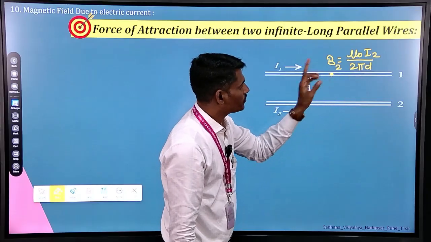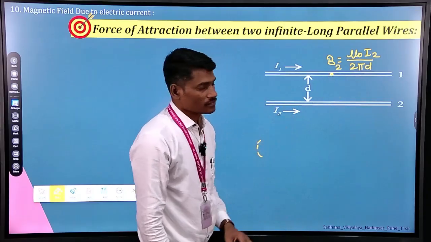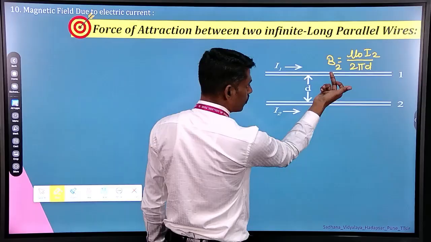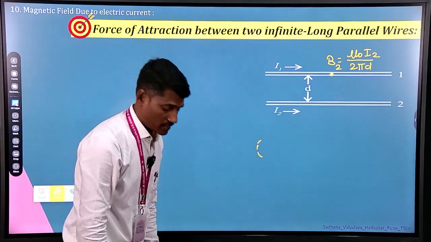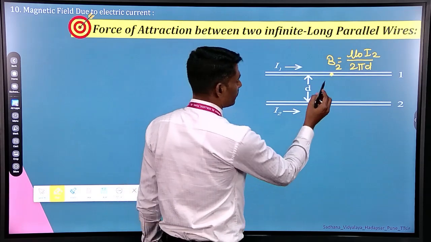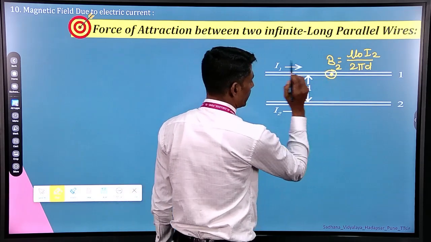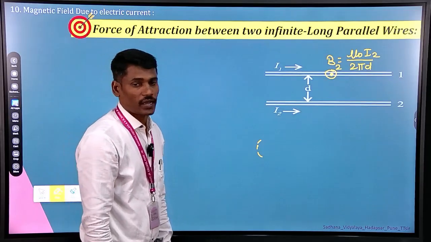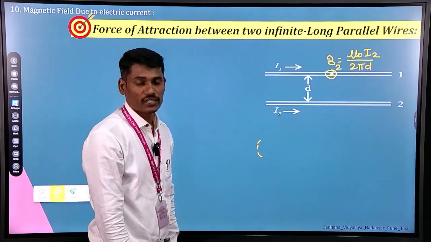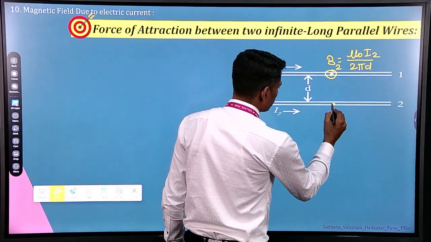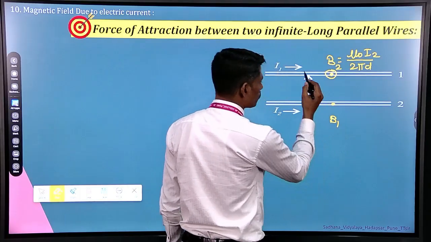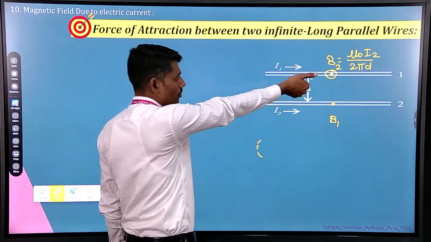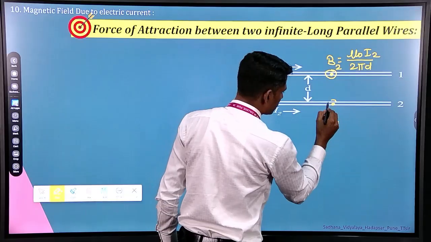Now what is the direction of this magnetic field at this point? I know that according to the right hand thumb rule the magnetic field is in outward direction for the first conductor, right. Here we get the magnetic field in outward direction and perpendicular to the conductor. Now similarly suppose the magnetic field generated by the first conductor due to the current I1 is B1. Now here we get the magnetic field B1 due to the first conductor, right. Now what is the direction of this magnetic field B1? According to the right hand thumb rule, here the magnetic field is in an inward direction.